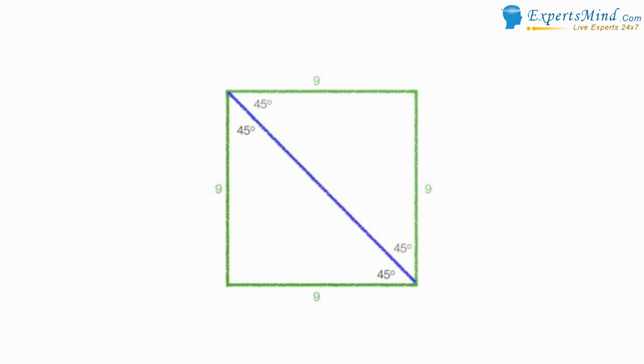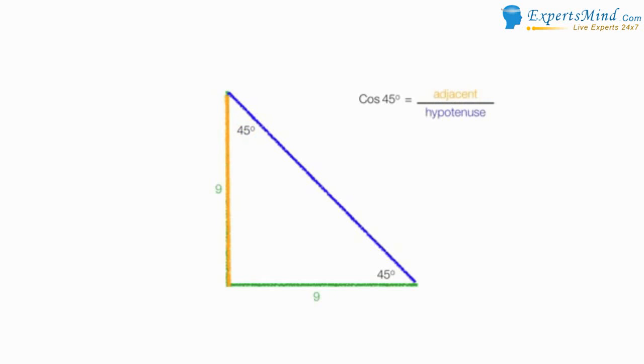I can treat this as a 45-degree triangle. So cosine of that 45-degree angle, that angle there, is equal to the adjacent side divided by the hypotenuse. The hypotenuse is that line right there. So now I'm going to solve for the hypotenuse. So I multiply both sides of the equation times the hypotenuse. And on the right-hand side, those two hypotenuses cancel out. So I'm left with the hypotenuse times cosine of 45 degrees is equal to the adjacent side.